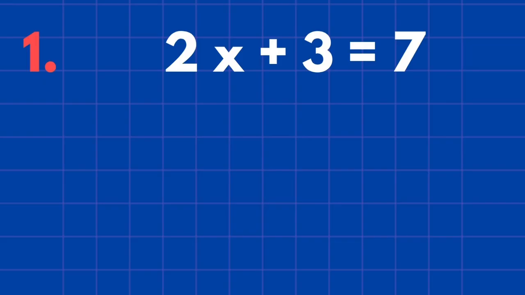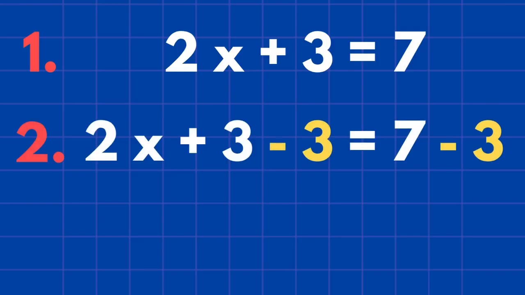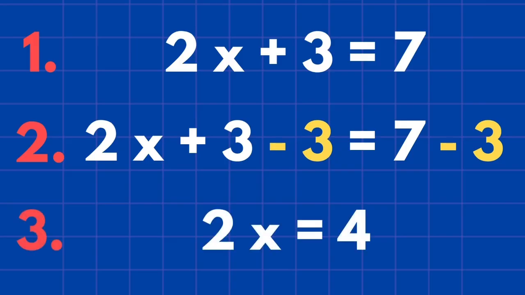First thing we are going to do is get rid of the 3 on the left-hand side. And to do so, we have to do the opposite of the operation that's in front of the 3. In this case, we will subtract 3. Now, whatever we do to one side, we must do the same to the other side. So we will also subtract 3 from the right-hand side. This leaves us with 2x equals 4.